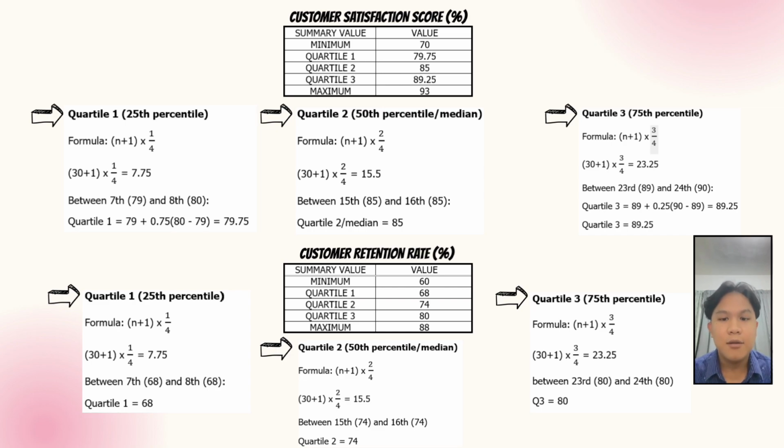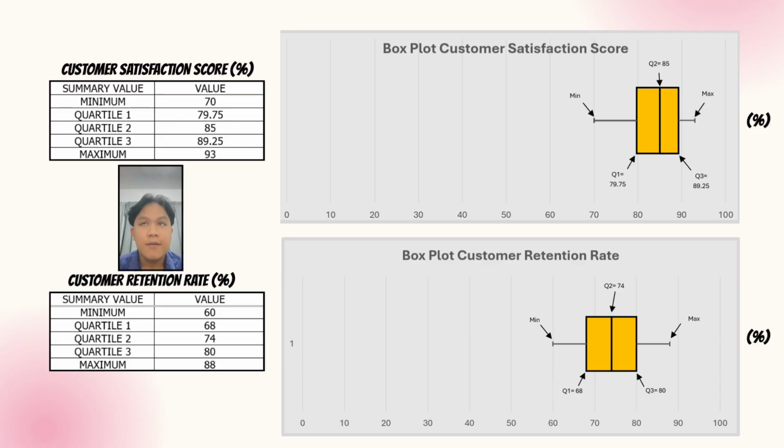So this is the calculation part, which we find the quartile 1, 2, and 3 for both of the key metrics. So this is the data that we got. After getting the data, which is the minimum, the quartile 1, 2, and 3, and the maximum for both of the key metrics, this is the plot that I did, and this is the box plot.